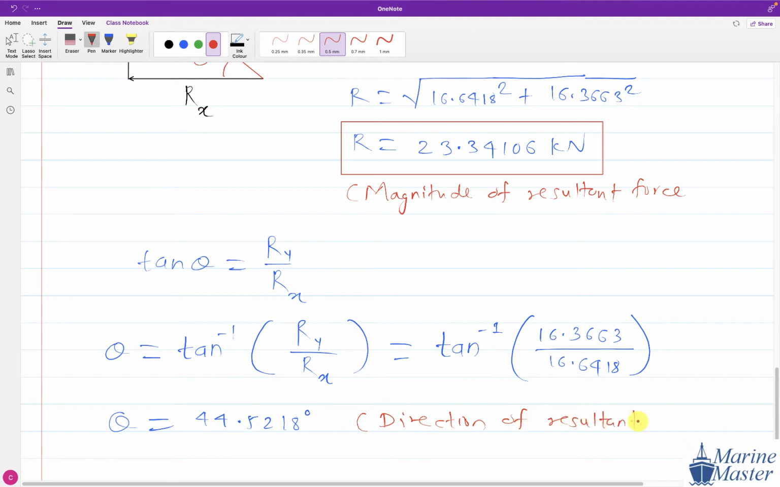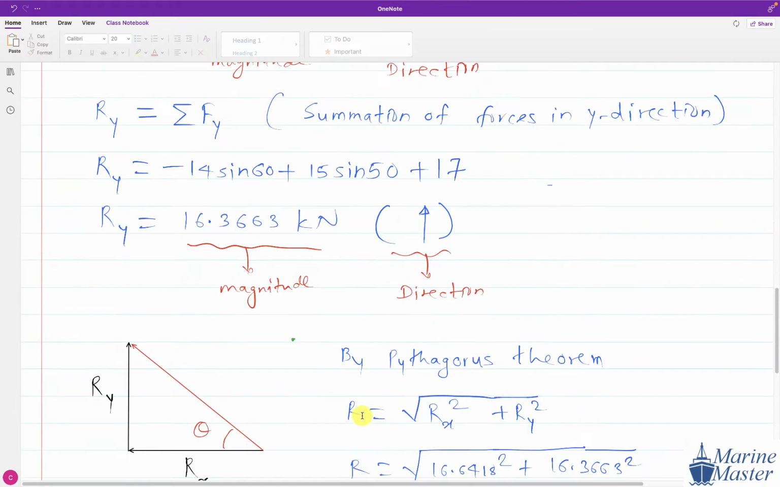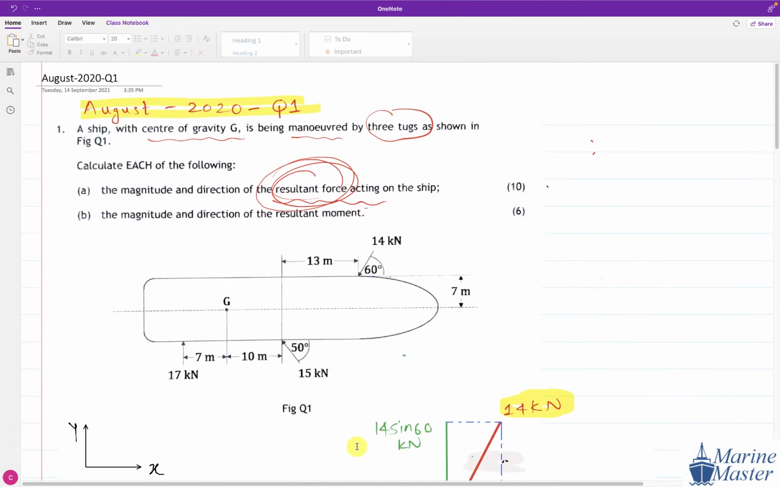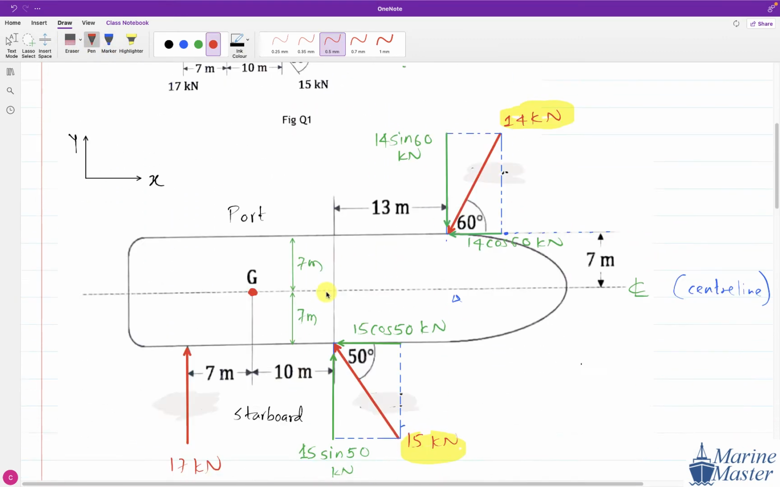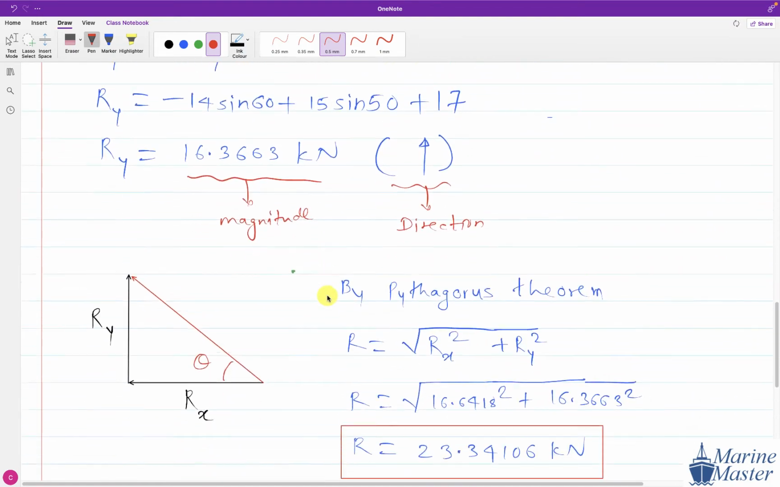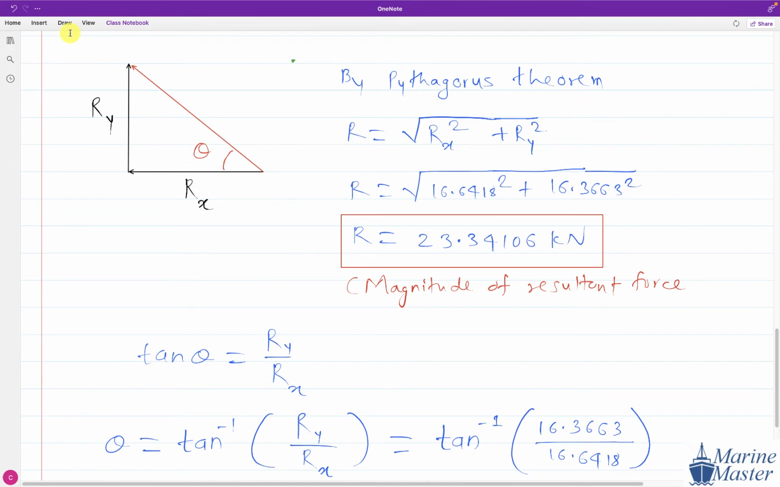So in this way, we got a what? We got a magnitude of resultant force and direction of the resultant force. That is what our target of the A part was. That is what they are asking us in A part: magnitude and direction of what? Resultant force. You got this one? Yes, sir. So before going further, please start writing down this discussion.